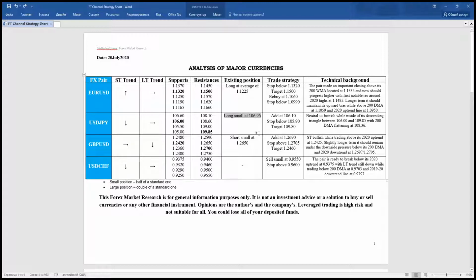Also, as you could see, we still chase our long dollar position in the dollar yen, because also the risk on environment is really very favorable at the moment. That's why dollar yen and also some yen crosses are looking particularly strong at the moment.